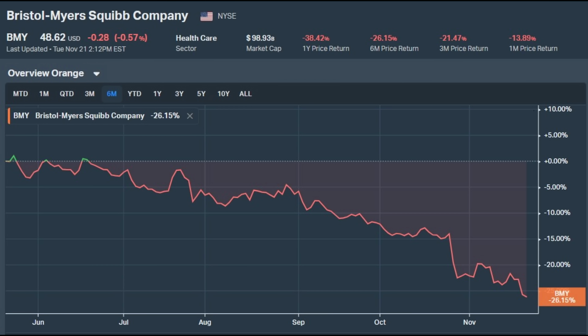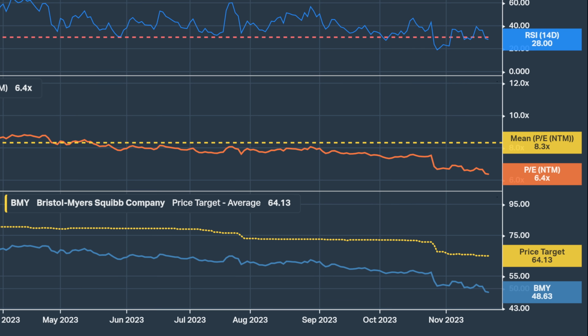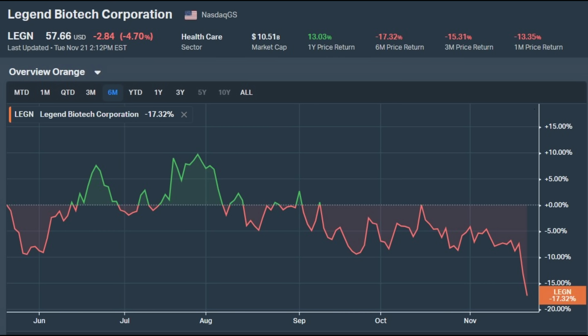Second company I'm going to look at is Bristol Myers Squibb. Ticker is BMY. If we look at this chart here, we can see that it's down about 38% over 1 year. This chart covers 6 months. It's been 26.15% down there. And in the last month, we can see a 13.89% drop. Zooming in on the details, we can see a current RSI of 28. We can see a price to earnings ratio of 6.4 times, which is, again, below the mean of 8.3. And BMY is currently trading at a price of $48.63. The price target here is 64.13.